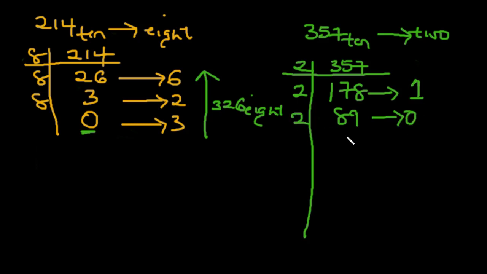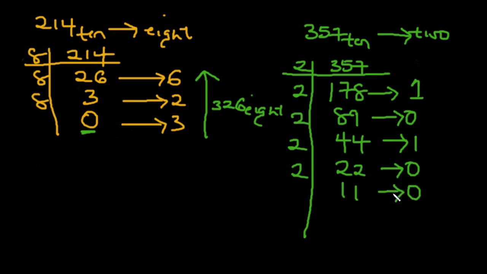How many 2 can I get from 89? That's 44, remaining 1. How many 2 in 44? We have 22, 0. 2 from 22, 11, remaining 0. How many 2 from 11? We have 5, remaining 1. How many 2 from 5? We have 2, remaining 1. 2 from 2, we have 1, remaining 0.